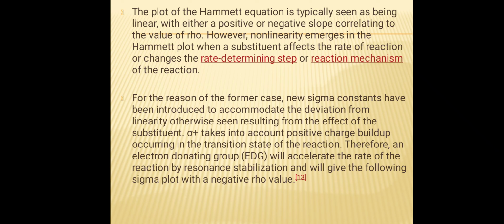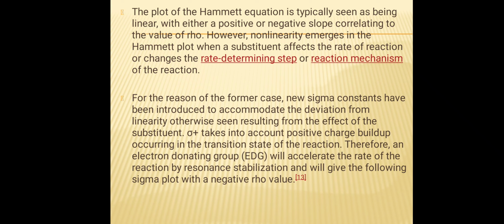The plot of the Hammett equation is typically seen as being linear with either a positive or a negative slope corresponding to the value of rho. However, non-linearity emerges in the Hammett plot when the substituent affects the rate of reaction or changes the rate determining step or reaction mechanism of the reaction. For the former case, new sigma constants have been introduced to accommodate the deviation from linearity otherwise seen resulting from the effect of the substituent.